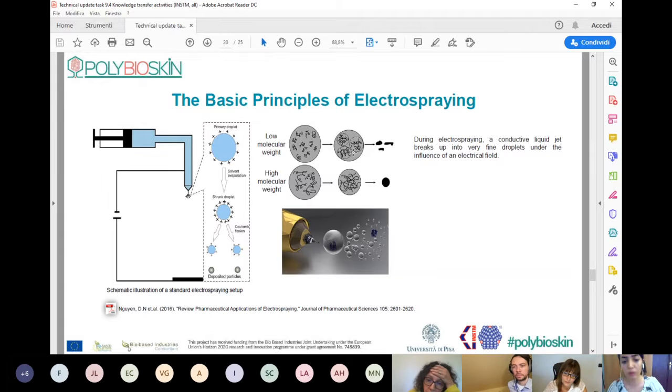And maybe you ask how we can reach particles instead of fibers. By adjusting the most important parameter, which is the polymer solution concentration, there are some critical solution concentrations that for each polymer we have to reach to be able to produce a particle instead of a fiber.